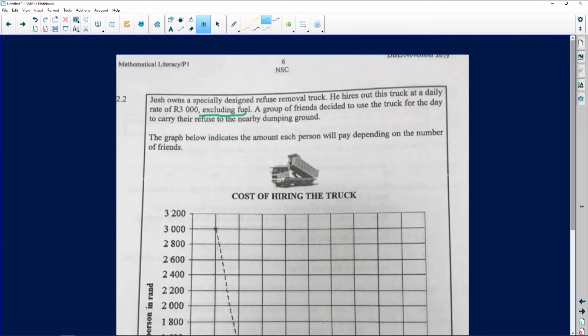So before we move on with this particular graph, there are certain things that you need to pay attention to. The first thing is that they're already mentioning friends. So you can see that 2-3 people are going to be chipping in towards this 3,000 Rand. So already there's going to be a relationship. Whenever we're doing income and expenditure, we are working with relationships. Whenever there are graphs involved, we are working with relationships. You need to know what the relationship is according to the scenario that has been given. Let's go down and see what the relationship is in this particular one.